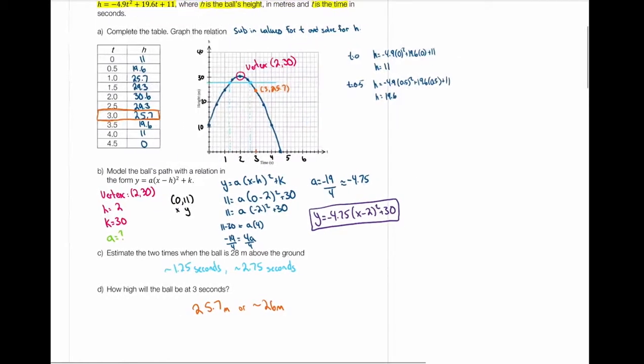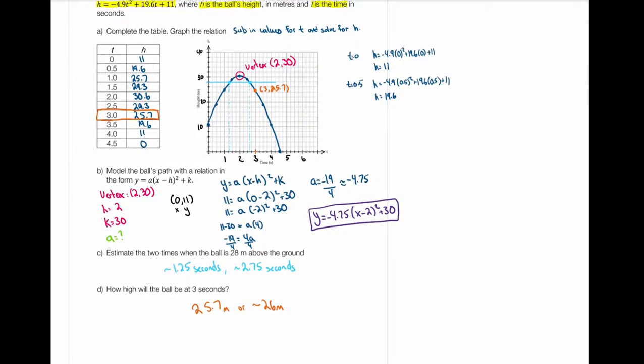So that's one example of using an equation to fill a table of values and then plot it, using the key points to help you determine the equation in vertex form, and then estimating based on that.